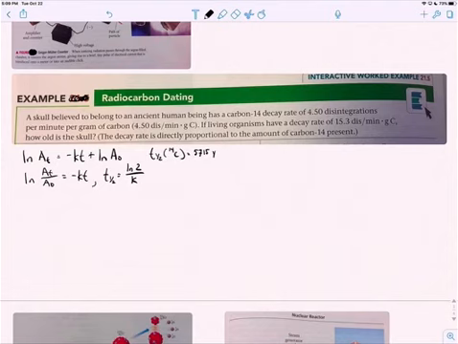A skull believed to belong to an ancient human being has a carbon-14 decay rate of 4.5 disintegrations per minute of carbon. If living organisms have a decay rate of 15.3 disintegrations per minute, how old is the skull? Okay, so this is your A_t and this is your A_0.